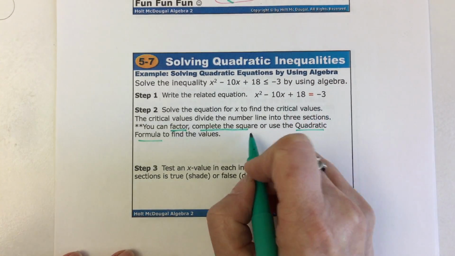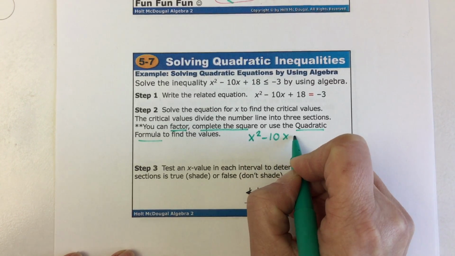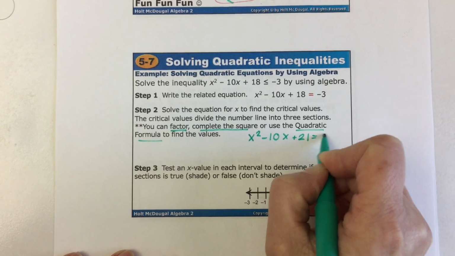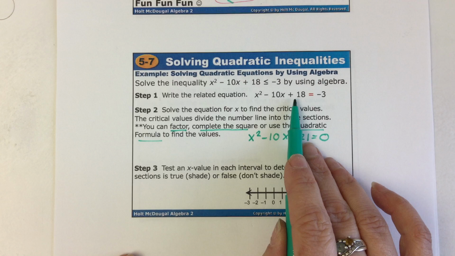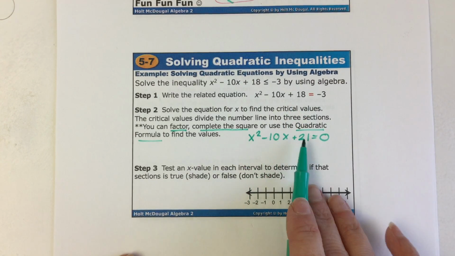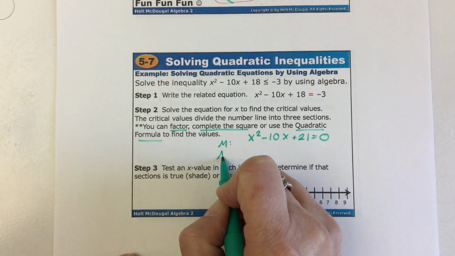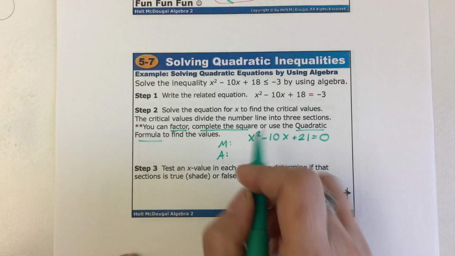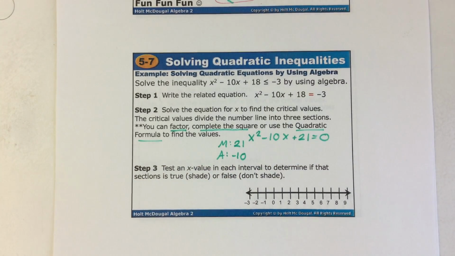If I add 3 over, I would have x squared minus 10x plus 21 equals 0. All I did is I took my minus 3, add it to the other side. I can factor this. If you have 3 terms without a number in the front, go ahead and check that multiply add method. See if you can think of 2 numbers that multiply to the last term and add to the middle. Here I could do negative 3 and negative 7.